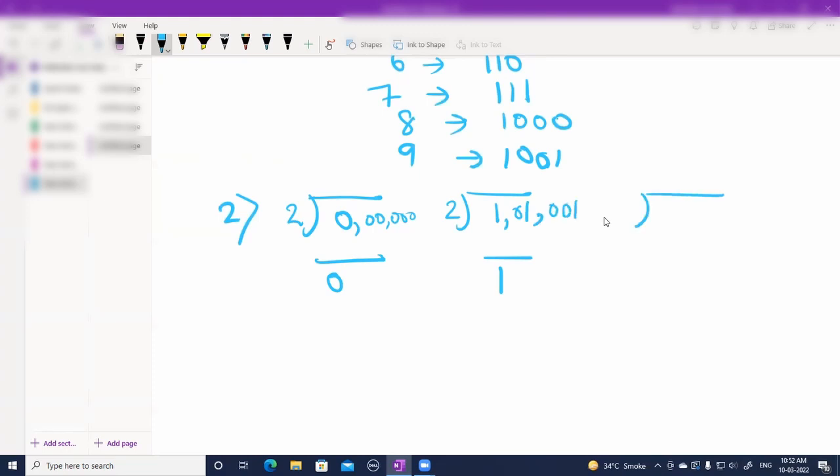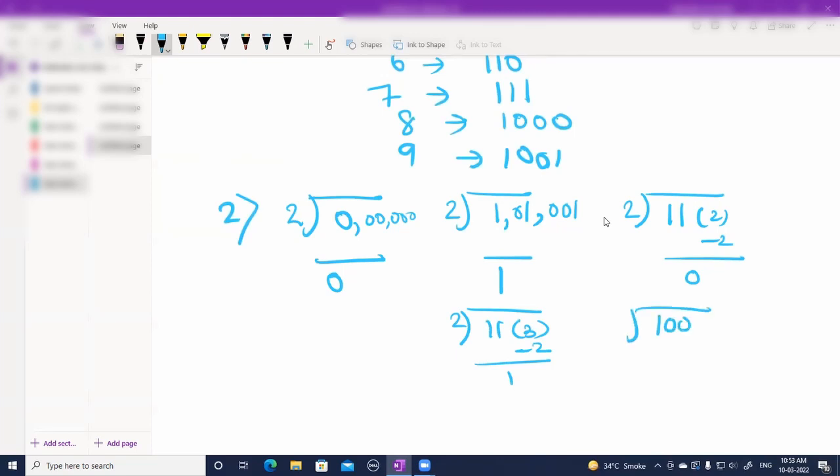Now we have number 2. Number 2 is 10. When number 2 is divided by 2, we have remainder 0. Then we have number 3. Number 3, when it is divided by 2, produces remainder 1. Then we have number 4. Number 4 is 100. When it is divided by 2, we have remainder 0.